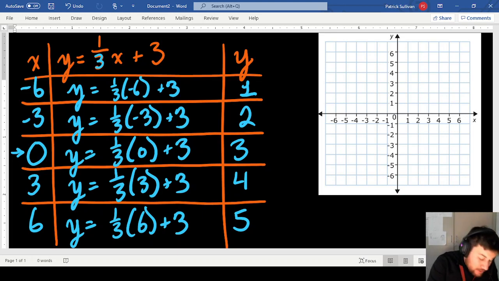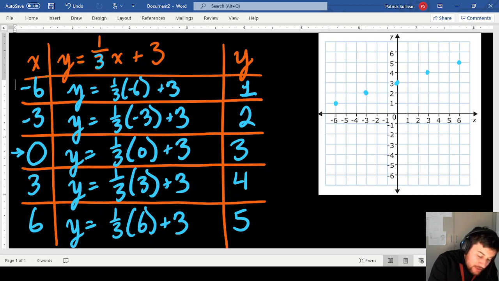All right, so I'm going to go ahead and graph these. -6 comma 1, that's right here. -3 comma 2, that's right here. 0 comma 3, that's right there. 3 comma 4, that's right there. And then 6 comma 5, if I can get it. There we go, right there.